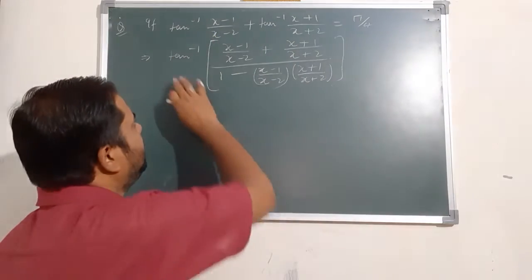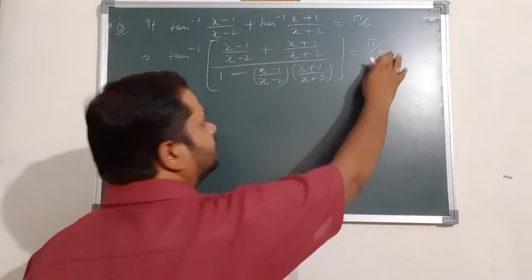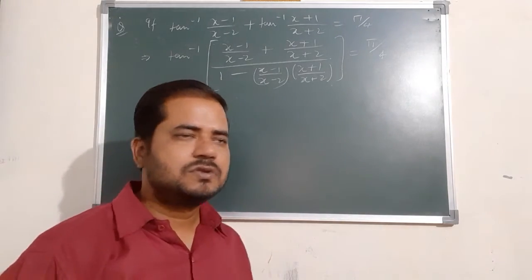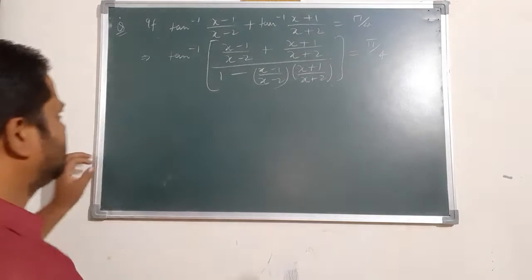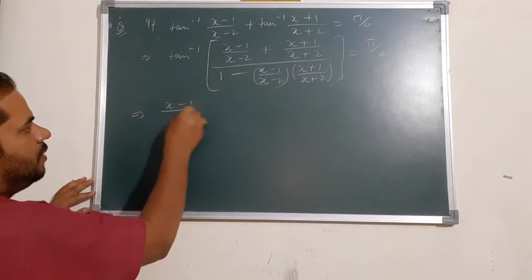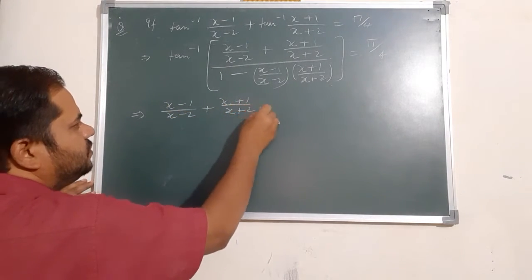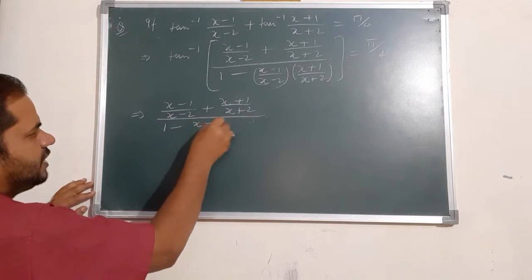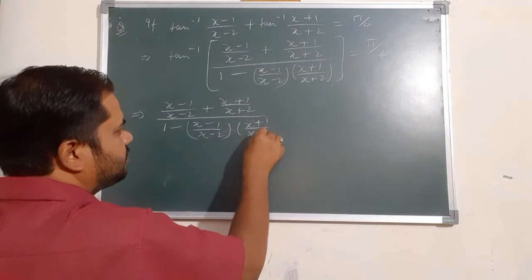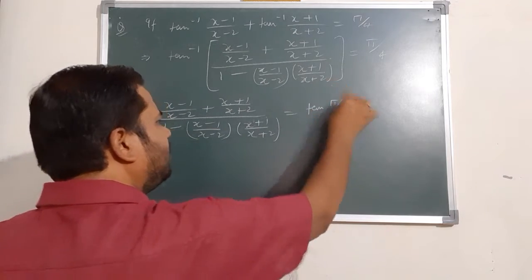Okay, and this is nothing but pi by 4. Clear? So now this tan is transferred to that side. We will have (x minus 1 upon x minus 2 plus x plus 1 upon x plus 2) divided by (1 minus (x minus 1 upon x minus 2)(x plus 1 upon x plus 2)), and this is nothing but tan pi by 4.